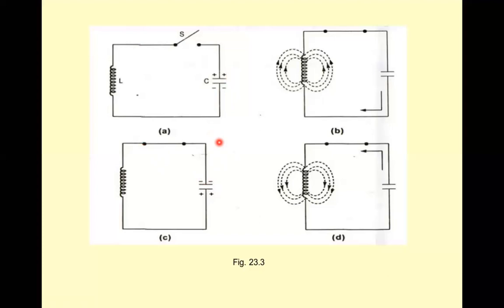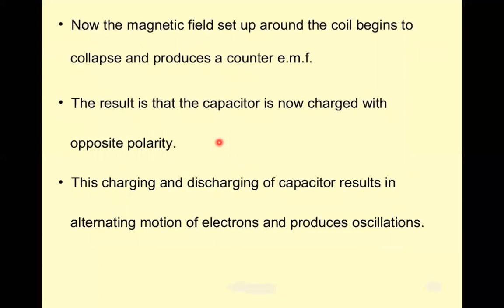So how do the oscillations happen? This is the basic concept of LC resonance oscillators. Got it?